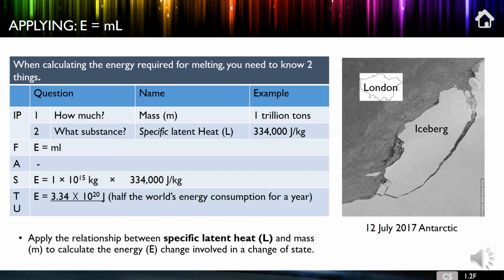Finally then we've got the specific latent heat. This is a huge iceberg, 5 times the size of London. It broke off in July 2017. It's about 1 trillion tons. To melt 1 kilogram we need this much energy. So the energy is mass times latent heat, or specific latent heat. There is the calculation, and it would be about half the world's energy consumption for a year.